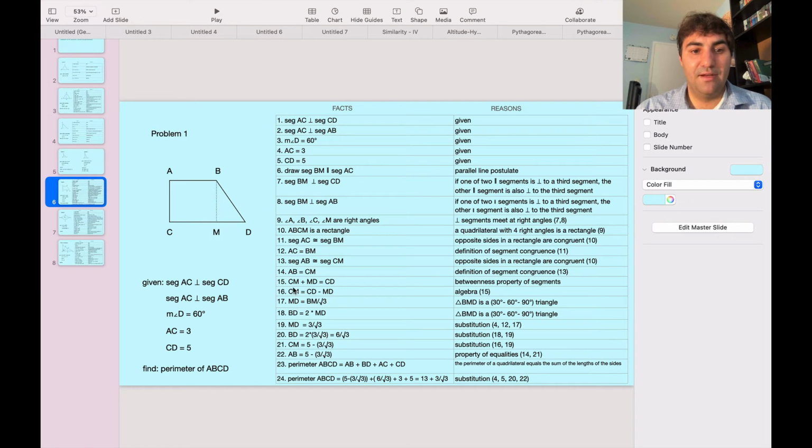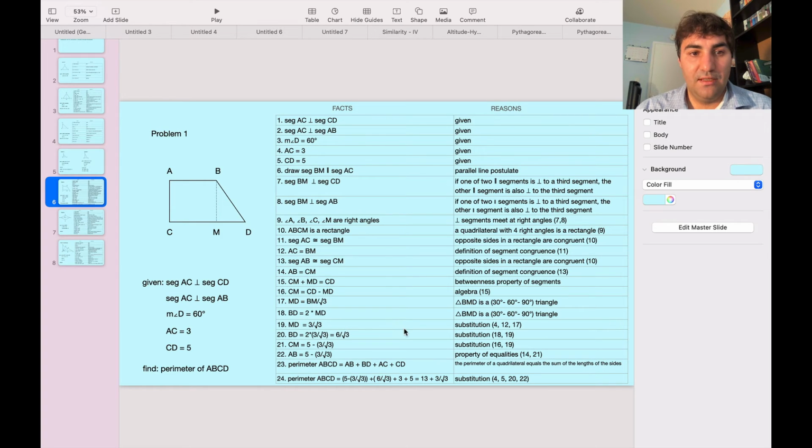But here we're trying to find MD, so we have to divide the length of BM by square root of 3. We also know that the length of BD is equal to 2 times the length of MD, again because it's a 30, 60, 90 degree triangle. So therefore MD is equal to... first I did the MD computation.